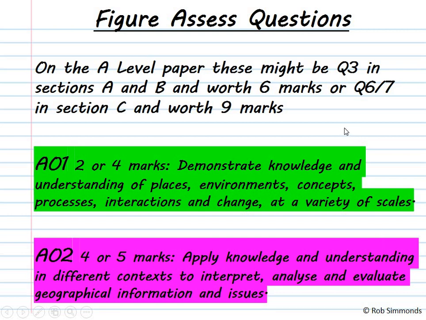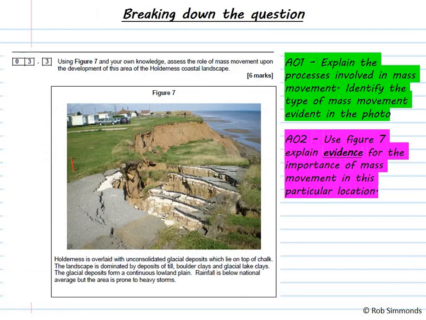If you are answering a 9-mark figure assess or a 9-mark assess question, which would be in section C, the weightings would be 4 marks for AO1 and 5 marks for AO2. So let's have a look at this specific question and break down the wording.